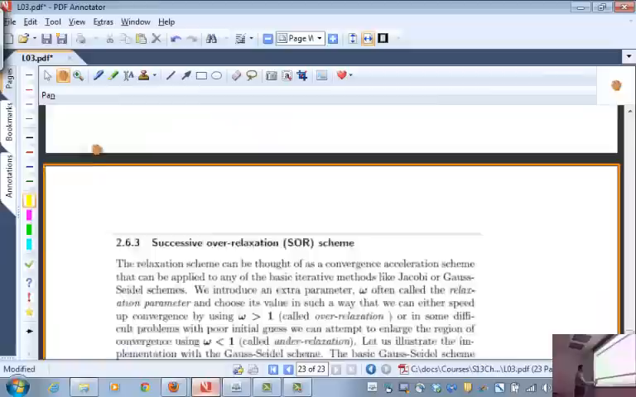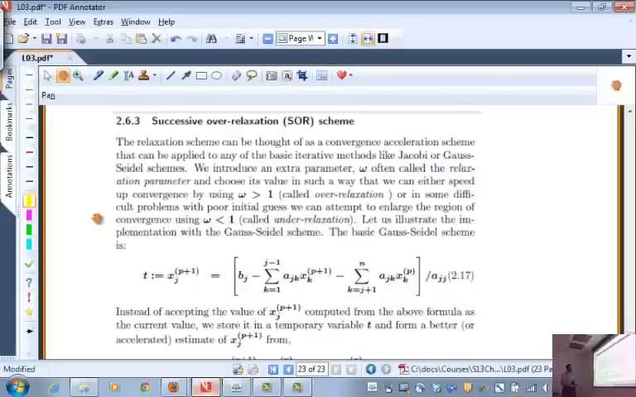Now, successive over-relaxation is an improvement over Gauss-Seidel iteration. And the basic idea is this. Whatever value I got from Gauss-Seidel as the improved value, using the updated value as soon as possible, and the old values where I have to use the old values, I get a value.